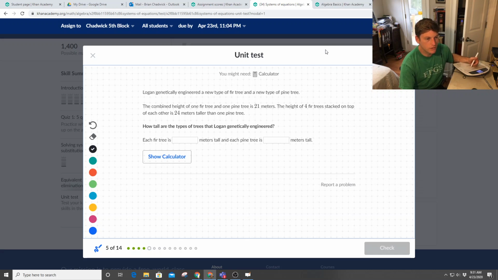Logan genetically engineered a new type of fir tree and a new type of pine tree. Well, Logan should be making some money, because it's really hard to do that stuff now. At least make something that's worthwhile and worth spending money on.